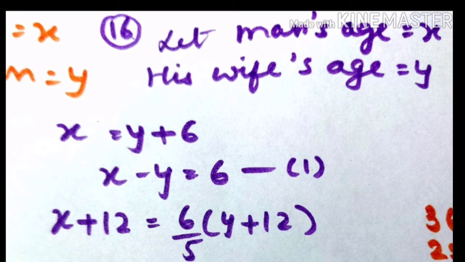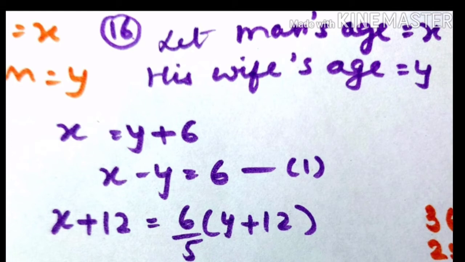Then you read again that at the time of marriage a man was, man means x, 6 years older than his wife. His wife's age is y and older means y plus 6. So by that relation we get our first equation as x minus y is equal to 6. This is our first equation that we have found.